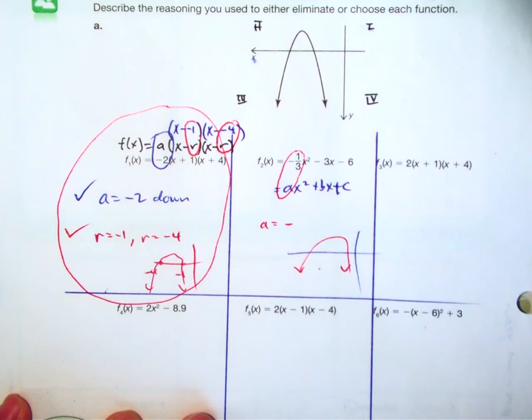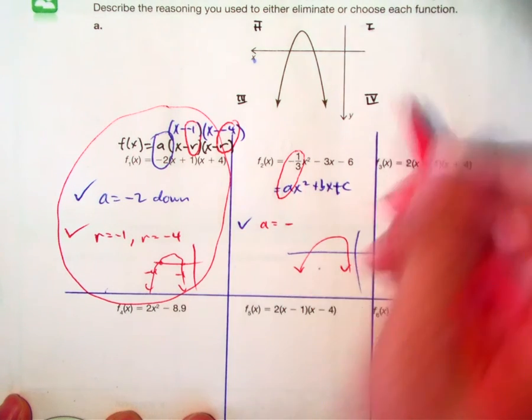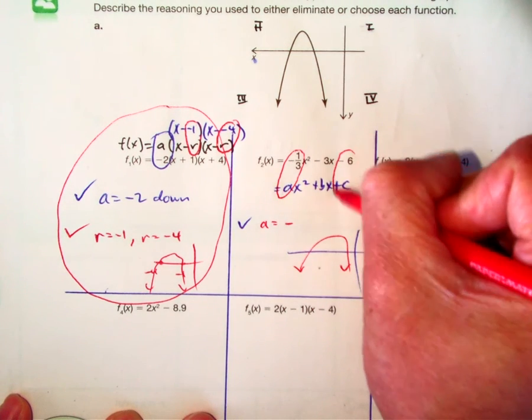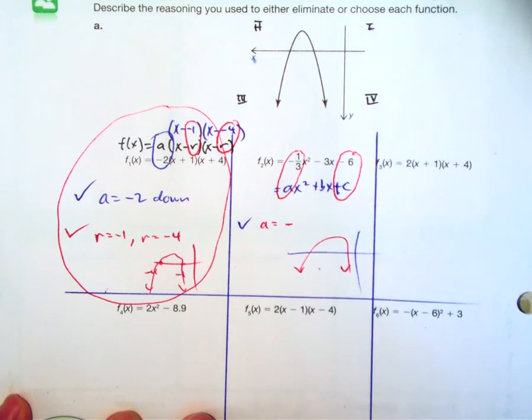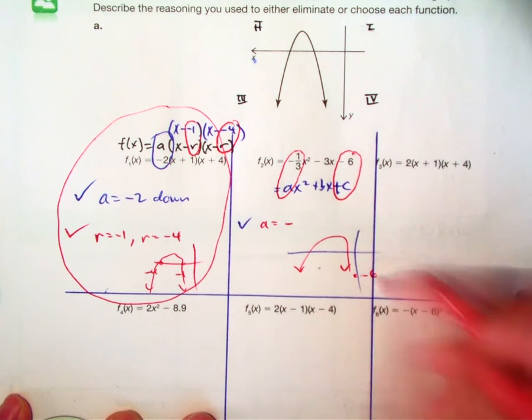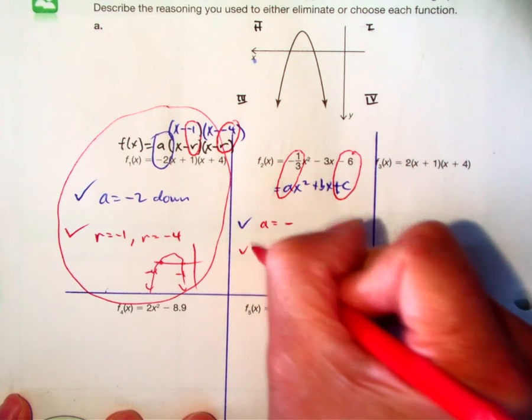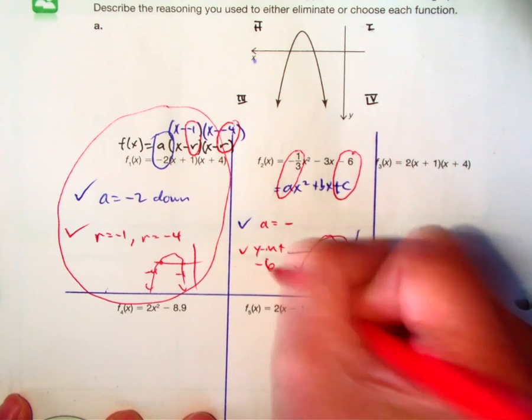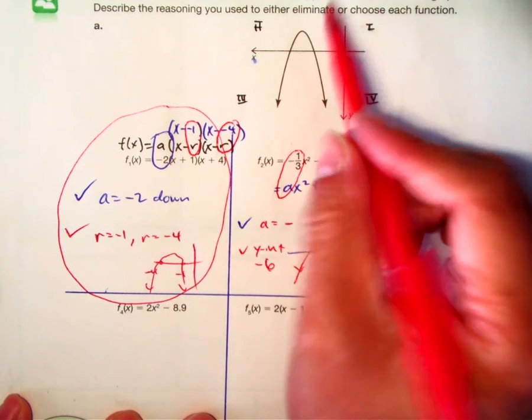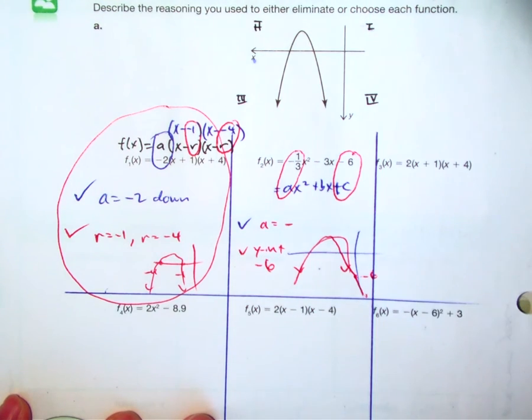So that matches. Now, the other part of standard form is the y-intercept. I have a y-intercept of negative 6. If negative 6 is somewhere down here, then the graph could eventually go through that point. So with that y-intercept of negative 6, that does match my graph. I'm going to circle this one as well.